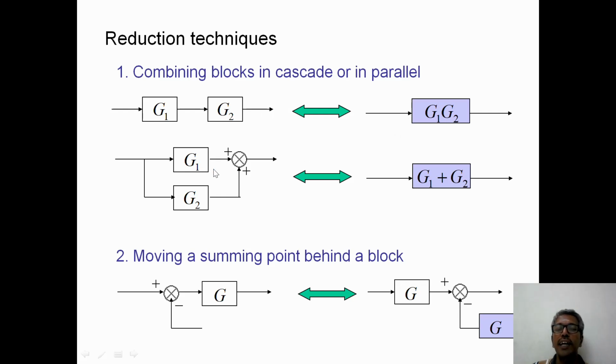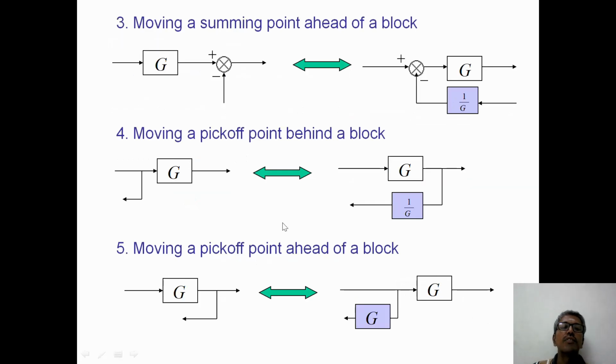Suppose two blocks are added or subtracted, you can write G1 plus G2 or G1 minus G2 according to the symbol in the summer block. The next rule is moving the summing point behind the block. If we are moving the summing point after the G, we will add an extra block G. Next, for moving a summing point ahead of a block, you add 1 by G. We are adding an extra 1 by G to the block.